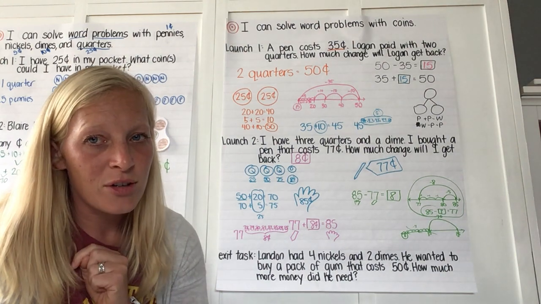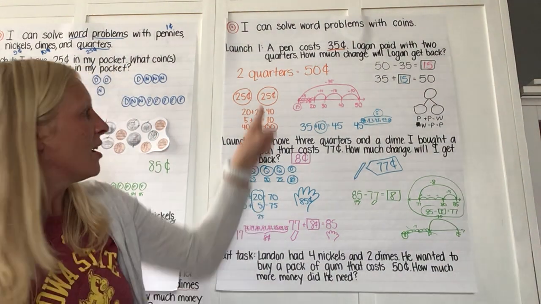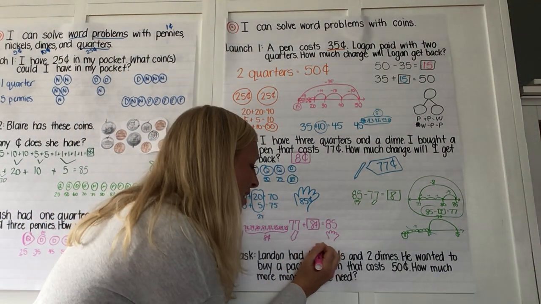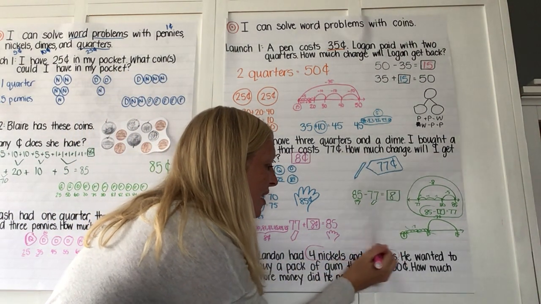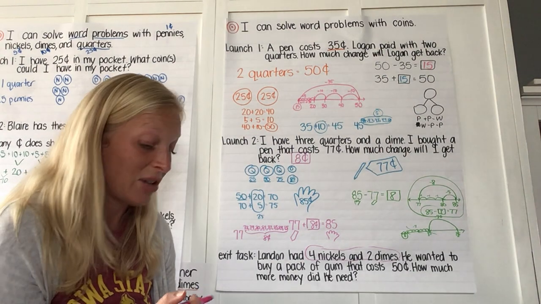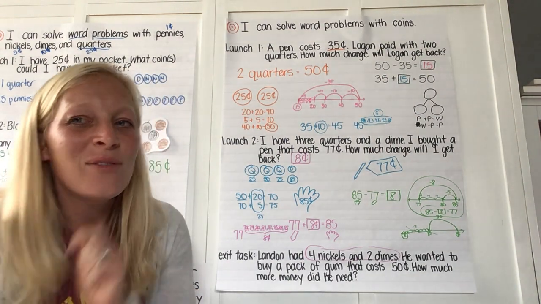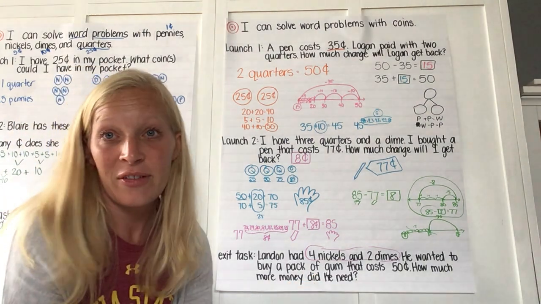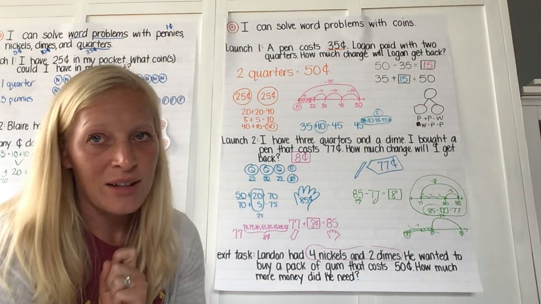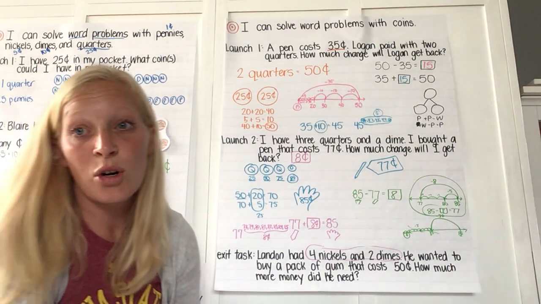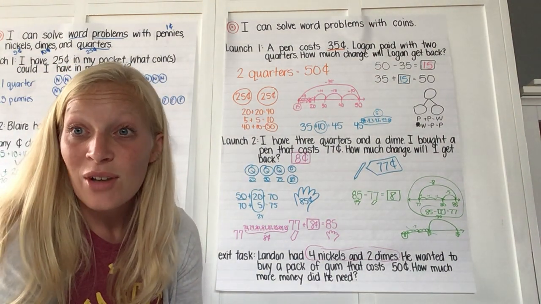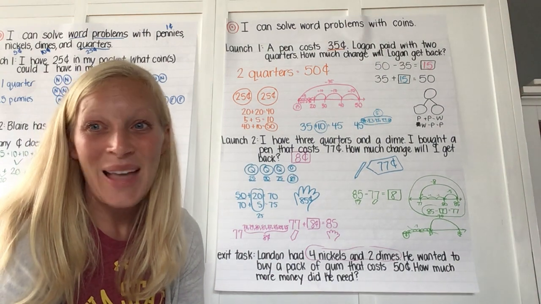So you remember first, just like we did, first we had to figure out how much money does Landon have. So how much money is 4 nickels and 2 dimes worth? And then you can figure out how much more money he needs to buy that pack of gum for 50 cents. Remember, friends, we're solving those word problems with our coins. So be thinking about the coins you might need to help you solve this problem. Happy solving!